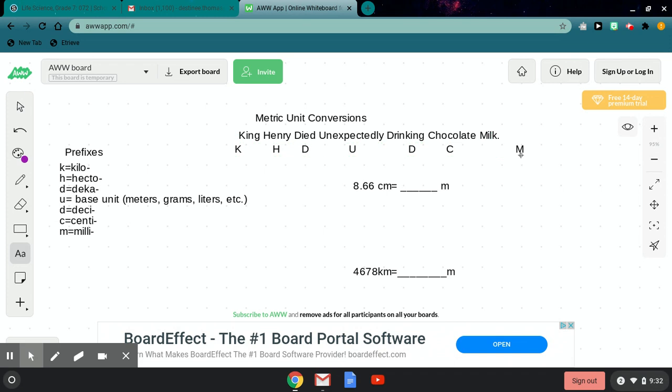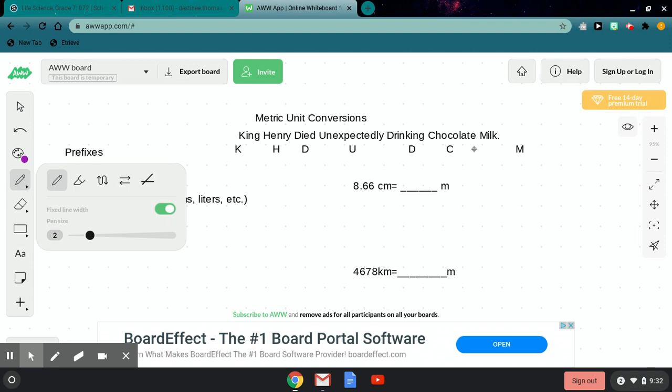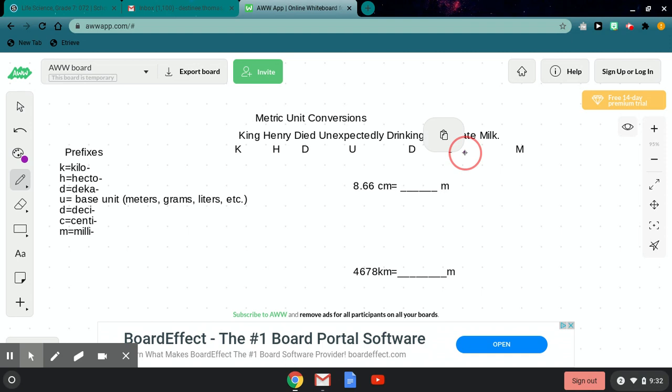Now, to convert our base units, the first problem that you were supposed to work out on Wednesday was 8.66 centimeters equals how many meters? Now, naturally, a decimal point falls behind a number. So if we have centimeters that are given, we are going to start with our decimal point being behind the centimeter. So I'm going to put a decimal point here.